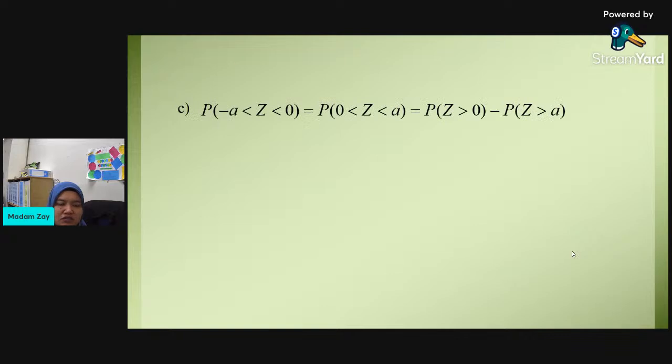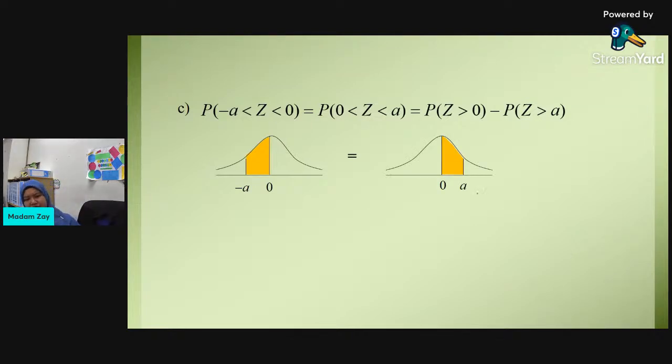Okay, seterusnya untuk soalan C. Probability of Z in between negative A and 0. So macam mana tu? Negatif A di mana, 0 di mana? So 0 tengah-tengah tu kan. Negatif A di belah kiri. So kawasan area under the curve yang dilorekkan tu kita nak cari macam mana? Belah kiri graf biasanya susah nak cari, kita reflectkan dia pada nilai min tu, which is 0. So bila kita reflect, dia akan jadi sama dengan probability of Z di antara kosong dan A. Bila reflect negatif A jadi A lah.